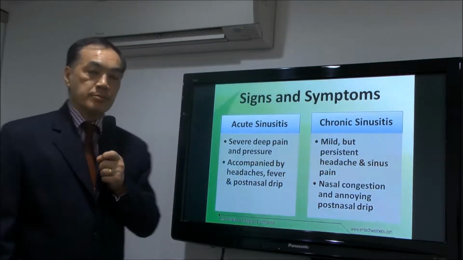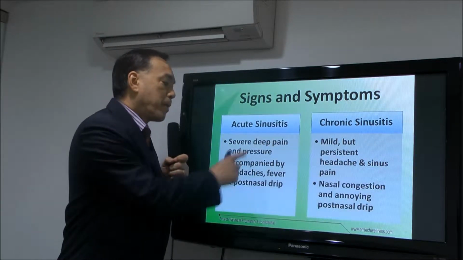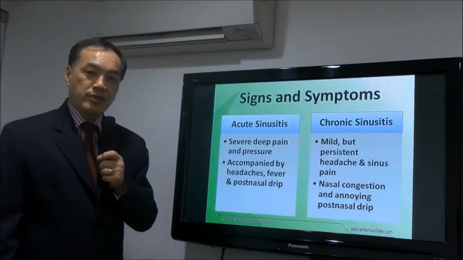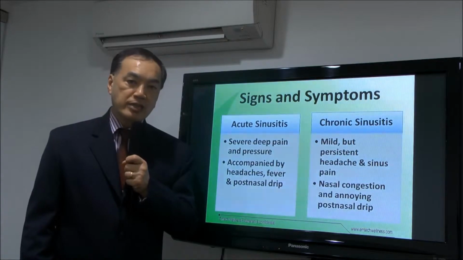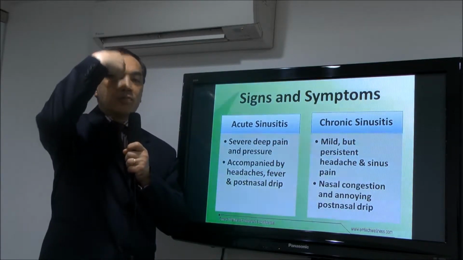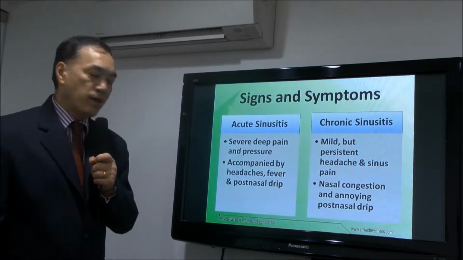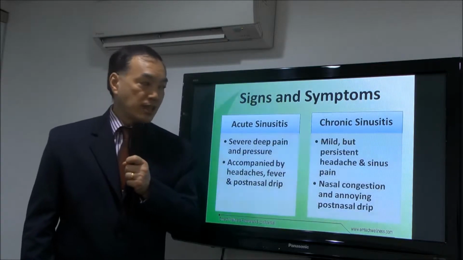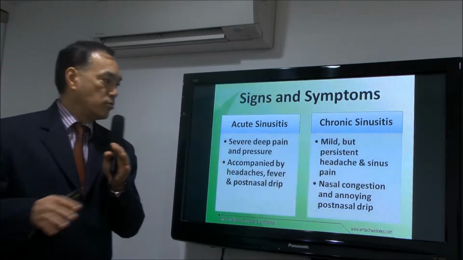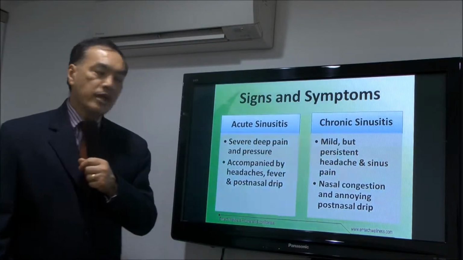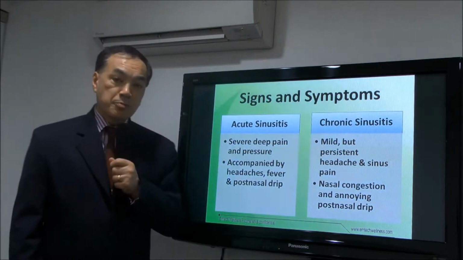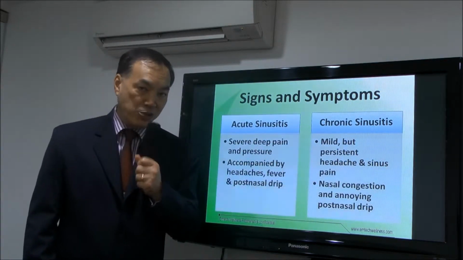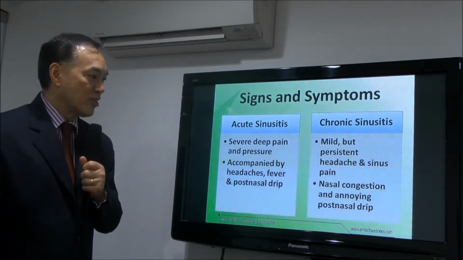Now, what are the signs and symptoms of sinusitis? In acute cases, there is severe deep pain and pressure in the face area, accompanied by headaches, fever, and even a very irritating post-nasal drip, where the liquid at the back of the nose keeps dropping into our throat. You can feel it and it's quite uncomfortable. You can't even control it. In chronic sinusitis, the symptoms are milder but persistent: a mild persistent headache, sinus pain in the facial area, nasal congestion, and the annoying post-nasal drip I described earlier.